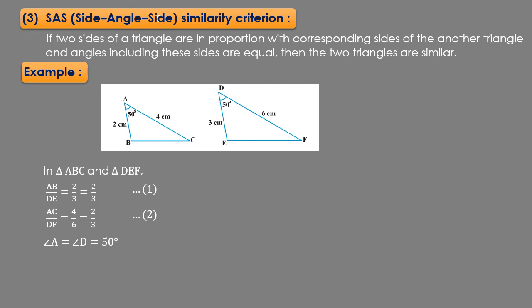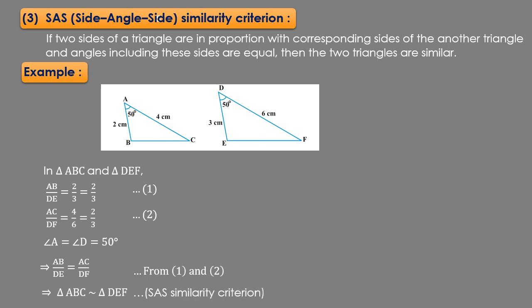Now we have the included angle between these two corresponding sides. We have AB and AC. These sides are in proportion with their corresponding sides, and the angle included between them, angle A, is equal to the angle included between the corresponding sides, that is angle D. So angle A and D are equal, which is equal to 50 degrees. So we can say that as the corresponding sides are in proportion and the angle included between them is equal, these two triangles are similar by side angle side similarity criteria.